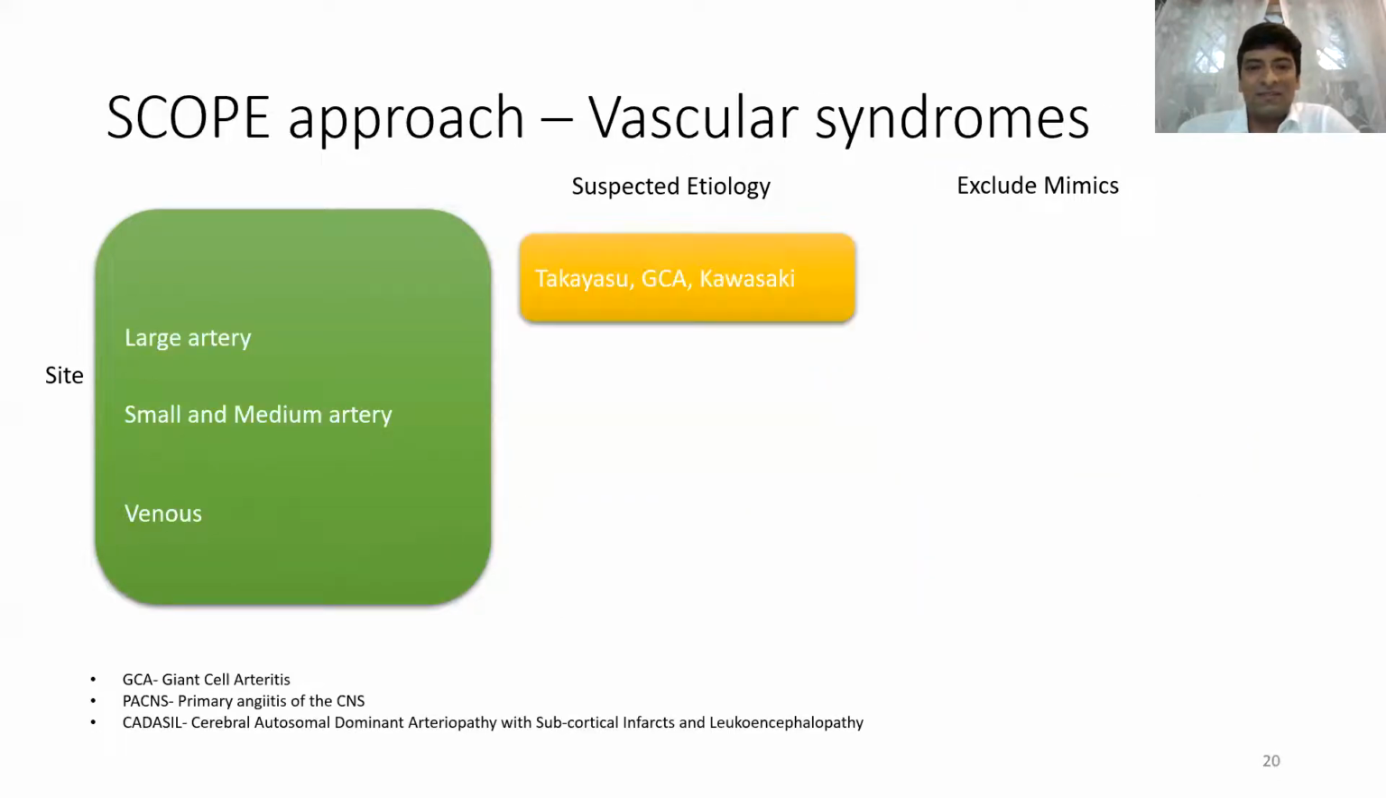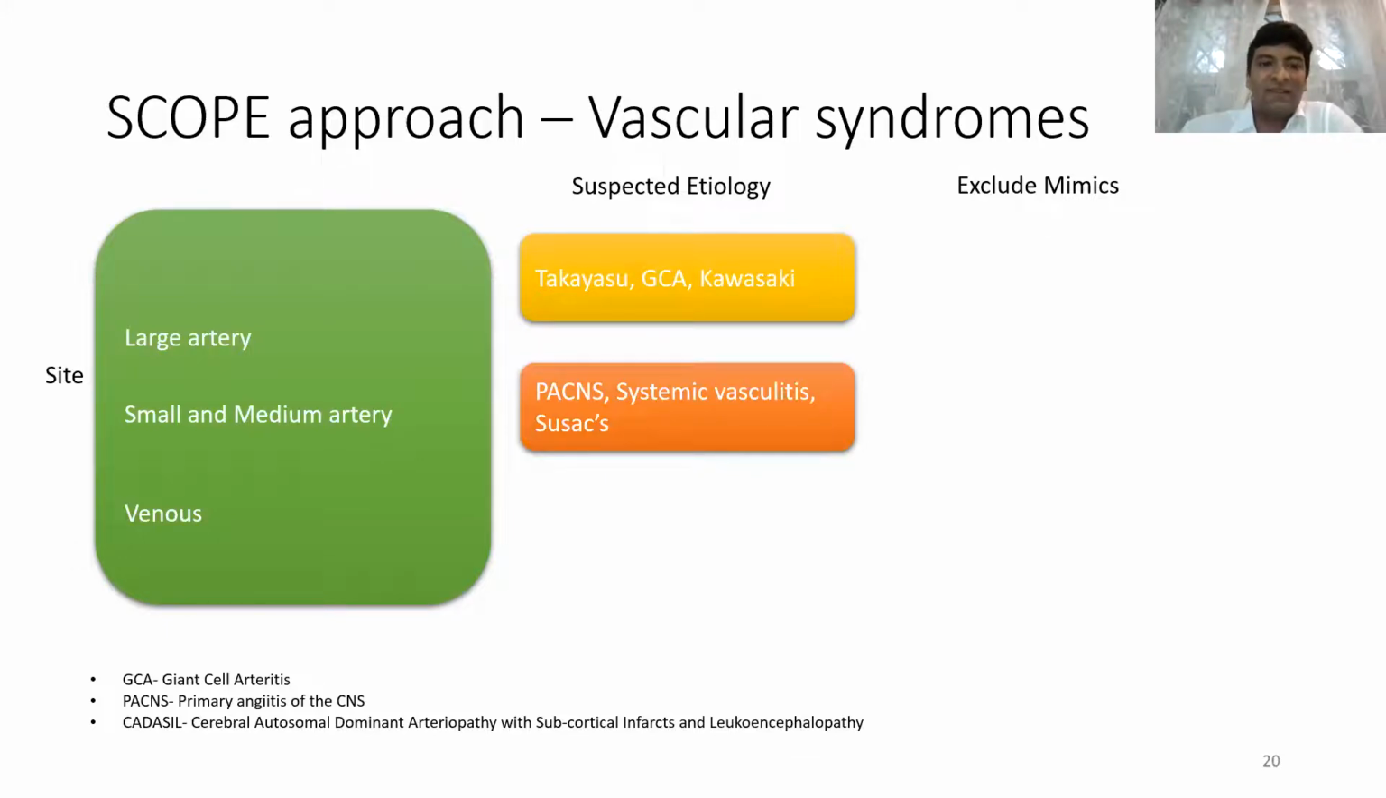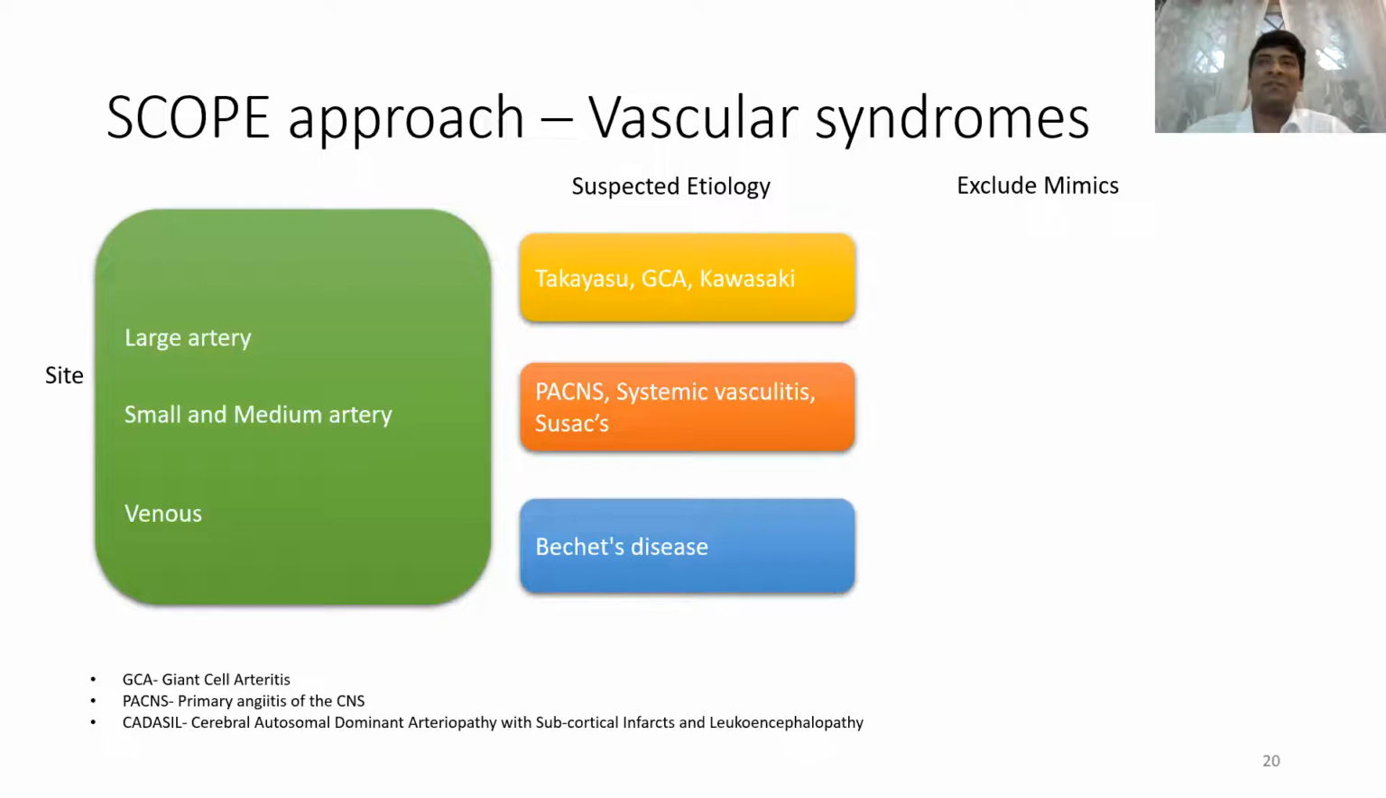So the vasculitis syndromes, large artery involvement, Takayasu is typically presenting with large artery strokes, giant cell arteritis in middle-aged populations, unilateral blindness, headache, Kawasaki's, and the related syndromes that we've been seeing in pediatric population as well, MIS-C and so on. For medium artery involvement, the primary CNS angiitis, systemic vasculitis, and Susac syndrome, these are differentials. And Behçet's disease, apart from causing brainstem involvement, causes prominent thrombosis, especially cerebral venous thrombosis. So these are some of the important syndrome clues here.